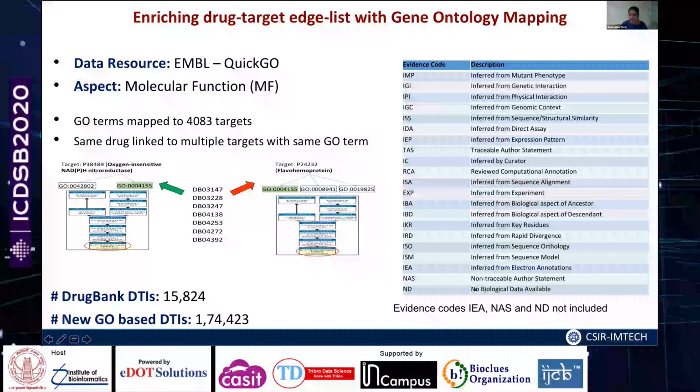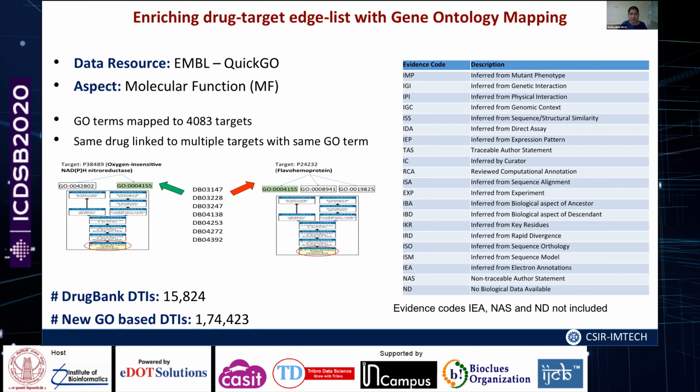So what we did, we simply did one thing. You have heard of gene ontology. We mapped each target to its gene ontology hierarchy, and wherever the leaf nodes are similar, we generated another edge between the drug target interaction pairs, going from 15,000 DTIs to almost 174,000 DTIs. So basically we enriched the network, not by looking at the name of the target, but by looking at the function of the target.